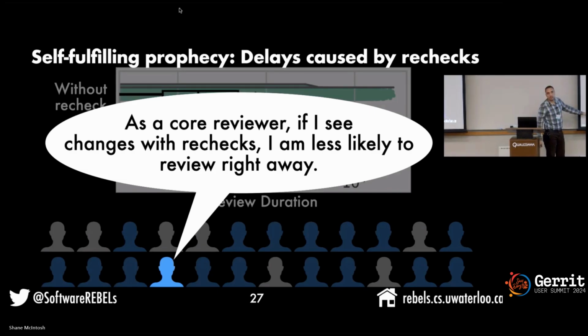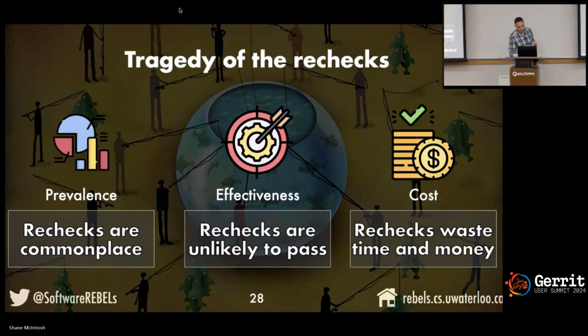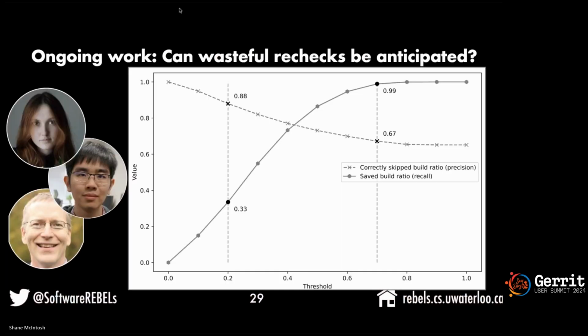And this is natural and a self-fulfilling prophecy, because when we talked to the OpenStack developers, one of the things they mentioned is that as a core reviewer, if I see somebody spamming recheck, I'm not going to prioritize that review. I'm going to wait until they settle down, and I'll come back and take a look, right? So in terms of cost, we have two takeaway messages: they waste time and they're wasting money, right?